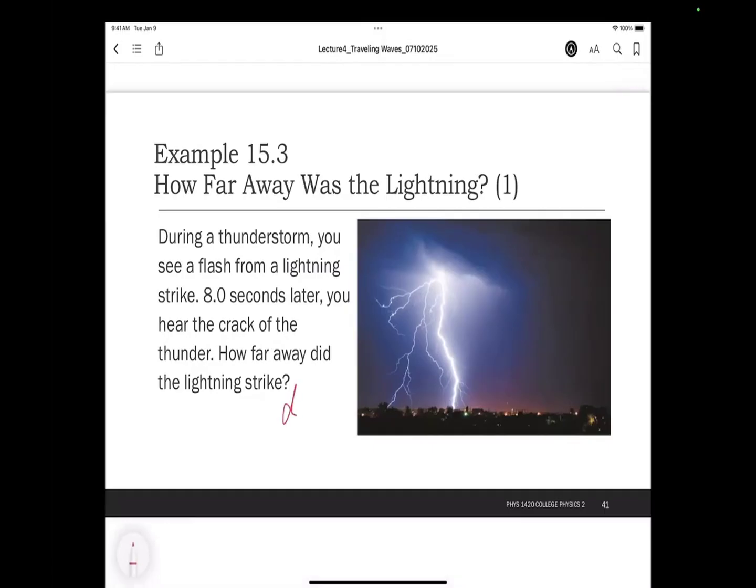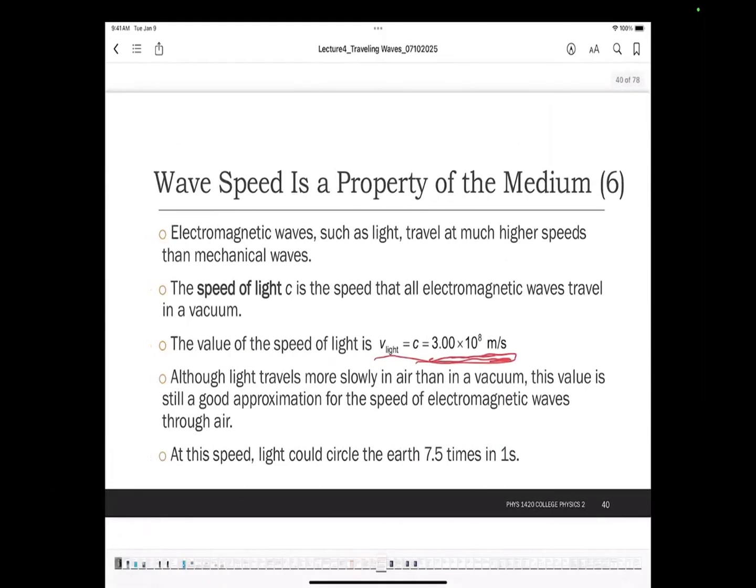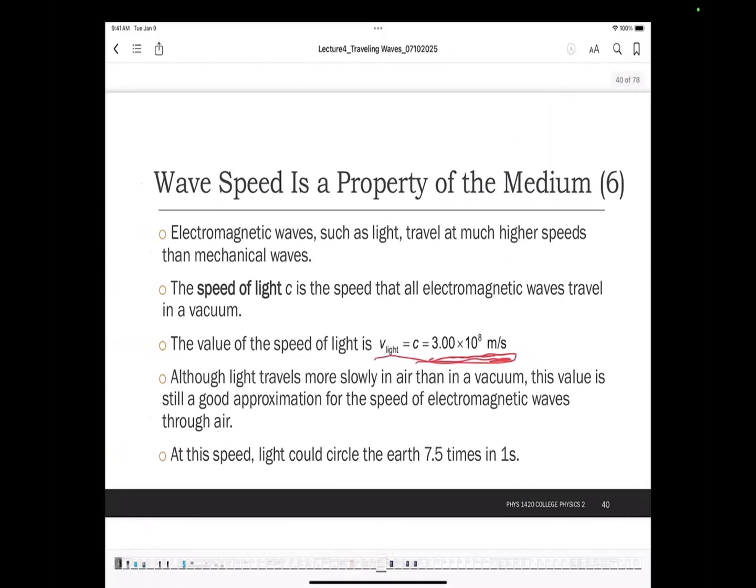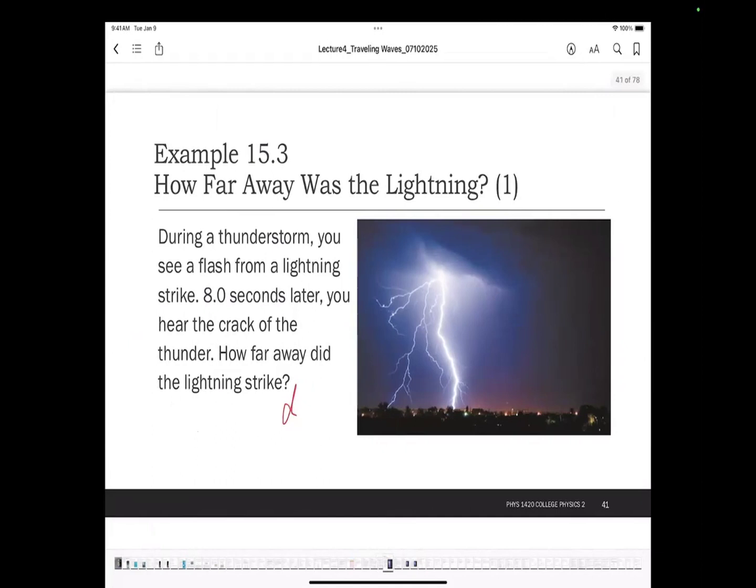Actually, when you see the light, because the light wave travels very fast, the speed of light is just around this value, which means when you see the lightning, it's just the time it happens. Eight seconds later, you hear the cracking of the thunder, which means this sound wave has already traveled for 8 seconds. Am I right?